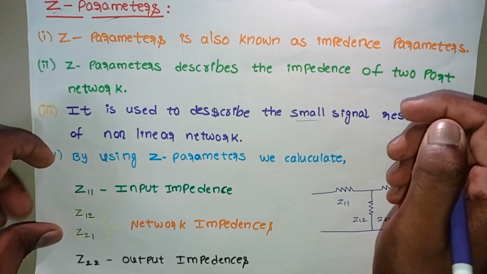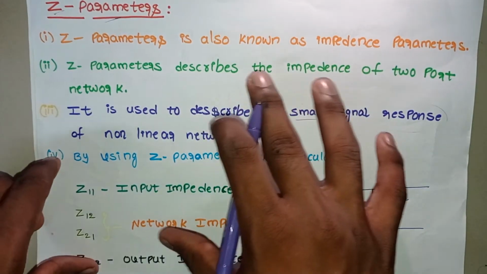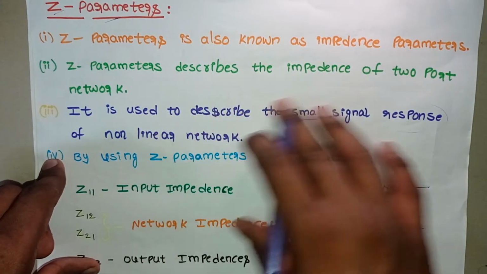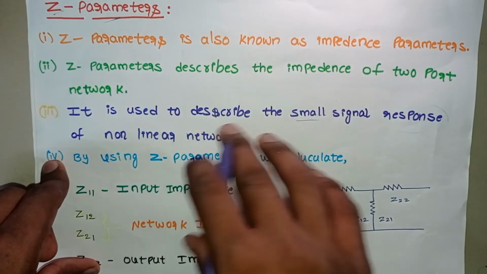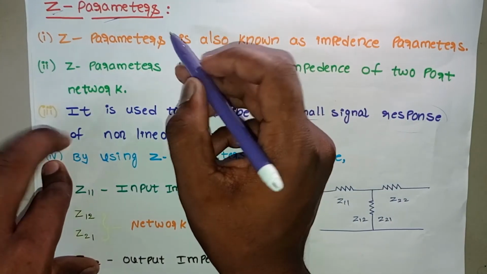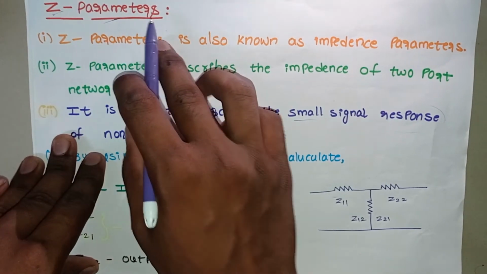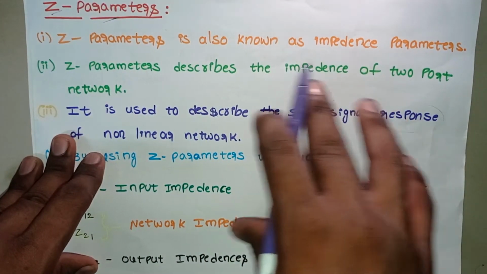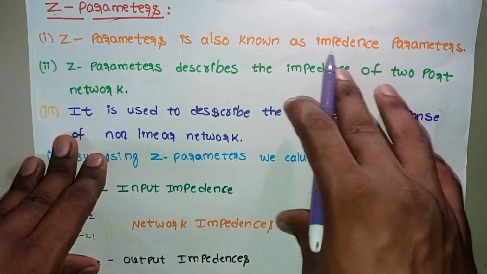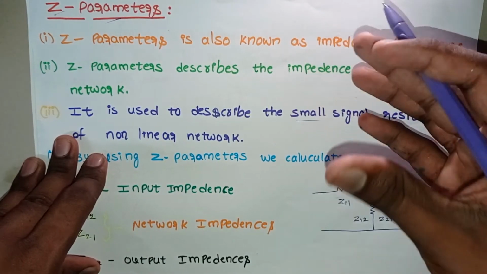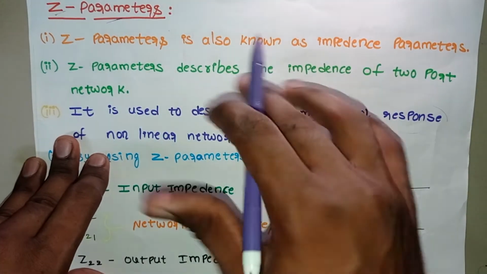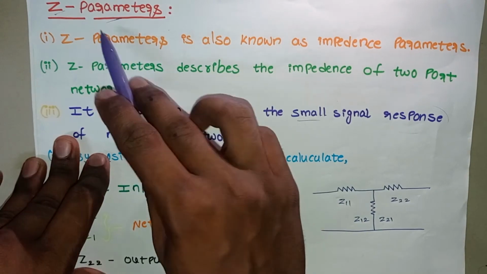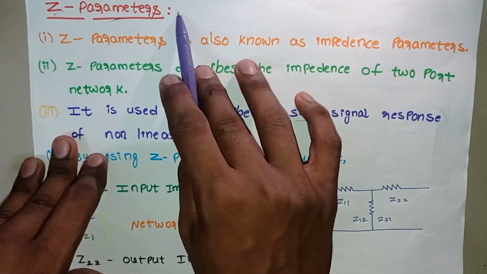Hi friends, in this video we will go to see Z parameters. In this series of lectures we will discuss network theory, and from here we will go to see what the circuit parameters are. There are so many circuit parameters: Z parameters, Y parameters, ABCD parameters, H parameters, like that. In this video we will discuss Z parameters.